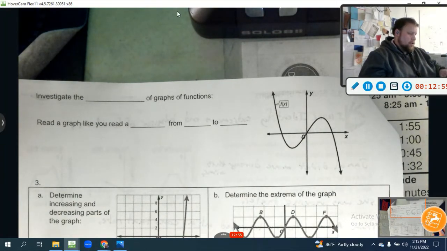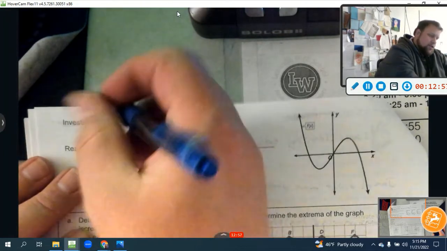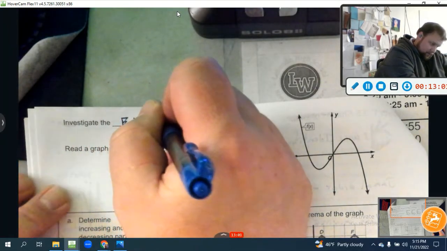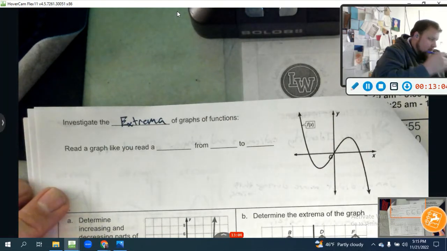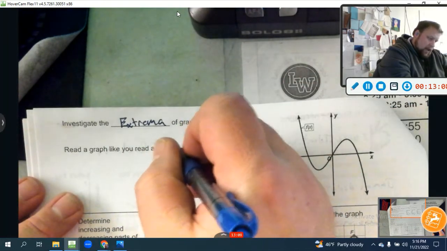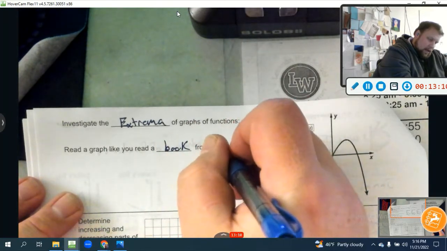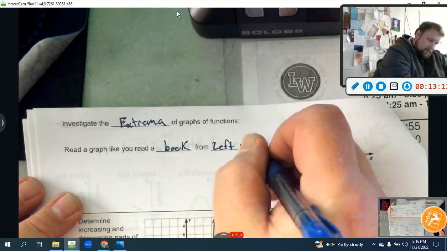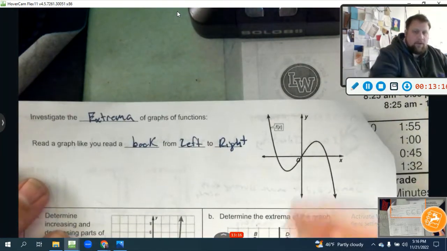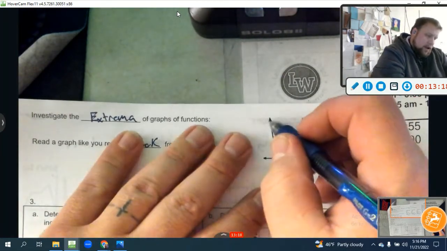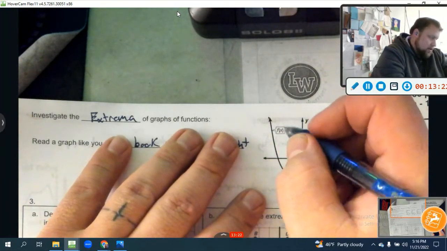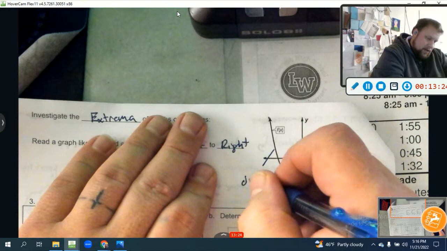Okay, we are going to investigate now the extrema of the graph of functions. Now we're going to read a graph like you read a book, from left to right. So if I'm going from left to right, what do we notice? From left to right, what's it doing right here? It's going down. It is decreasing.